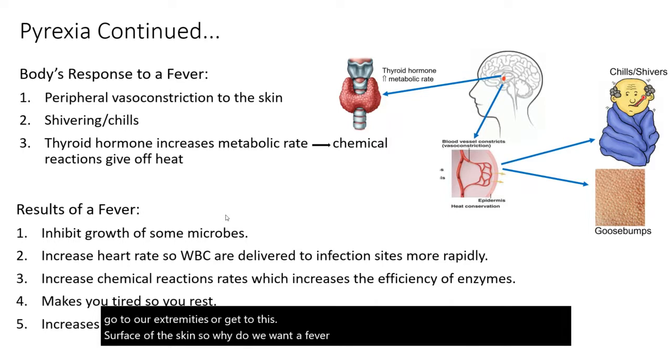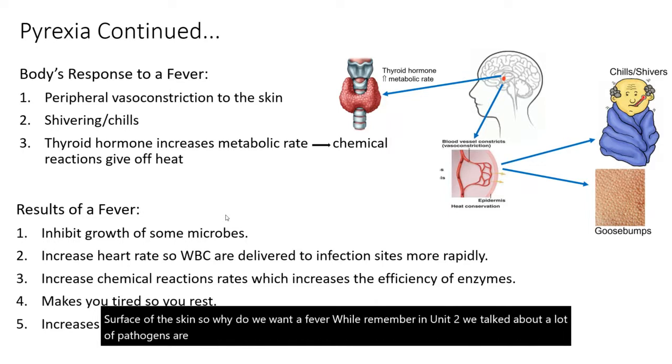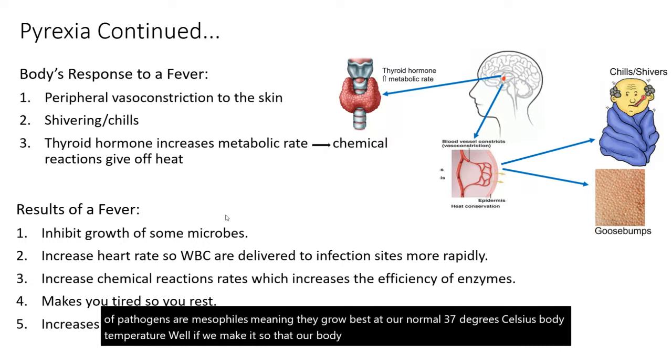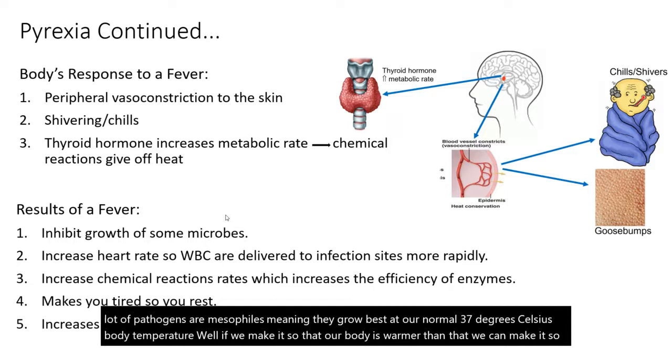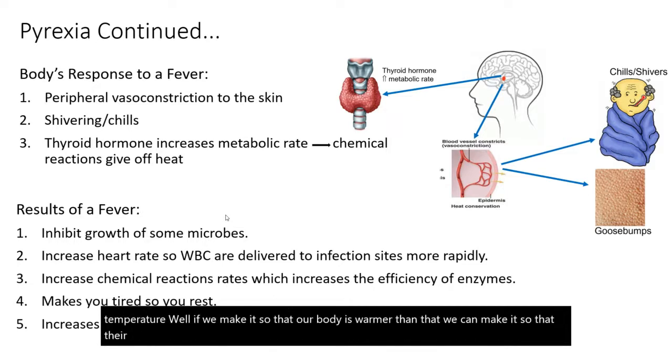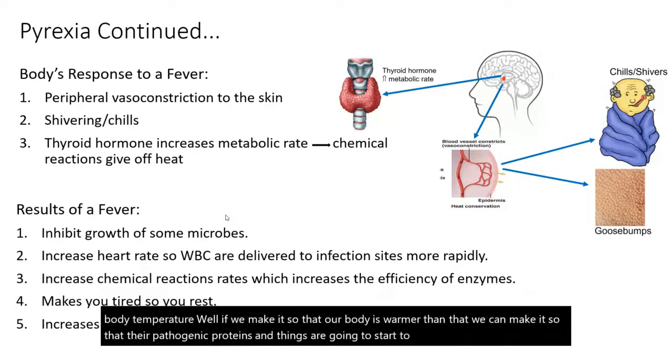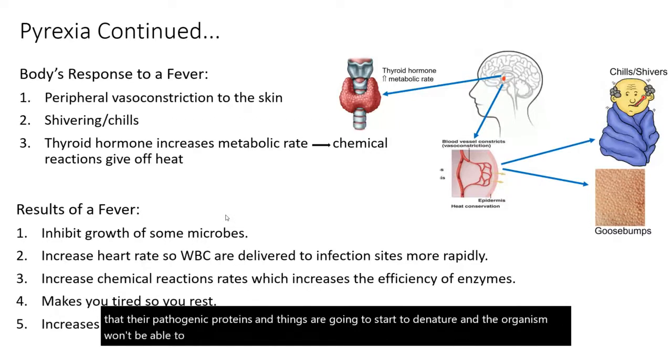Well, remember in Unit 2, we talked about a lot of pathogens being mesophiles, meaning they grow best at our normal 37 degrees Celsius body temperature. Well, if we make our body warmer than that, their pathogenic proteins and things are going to start to denature and the organism won't be able to survive.